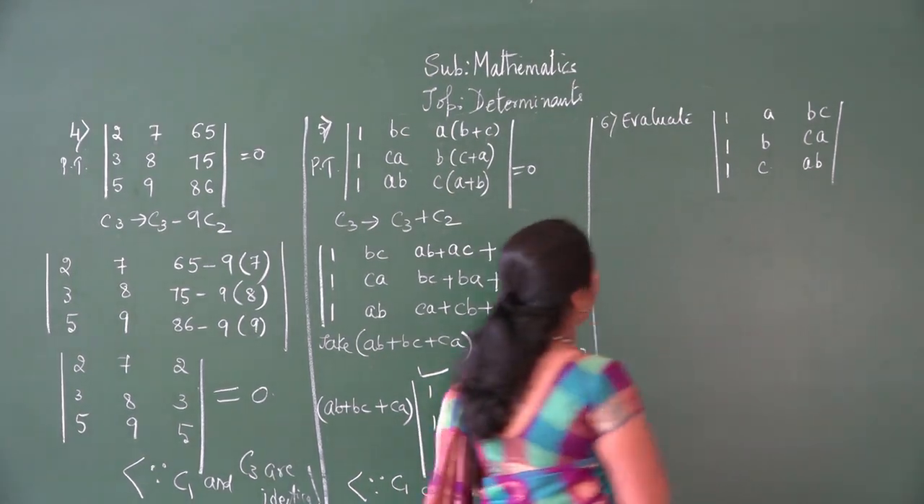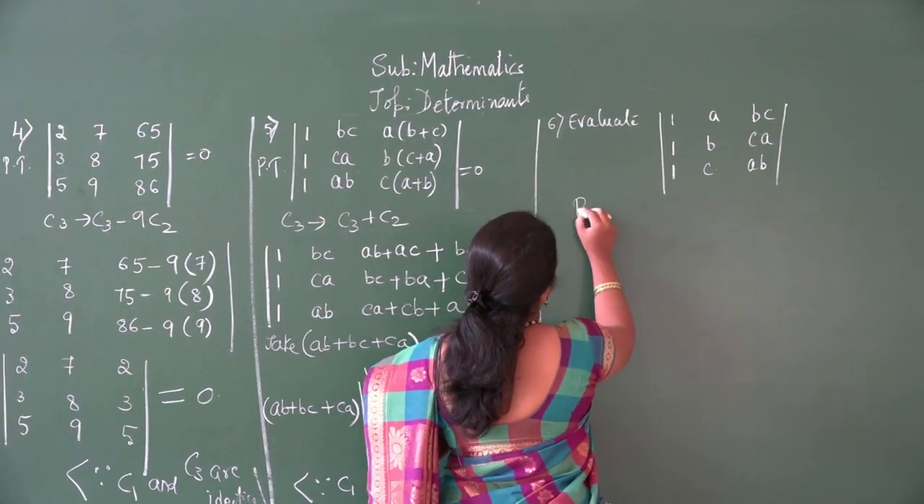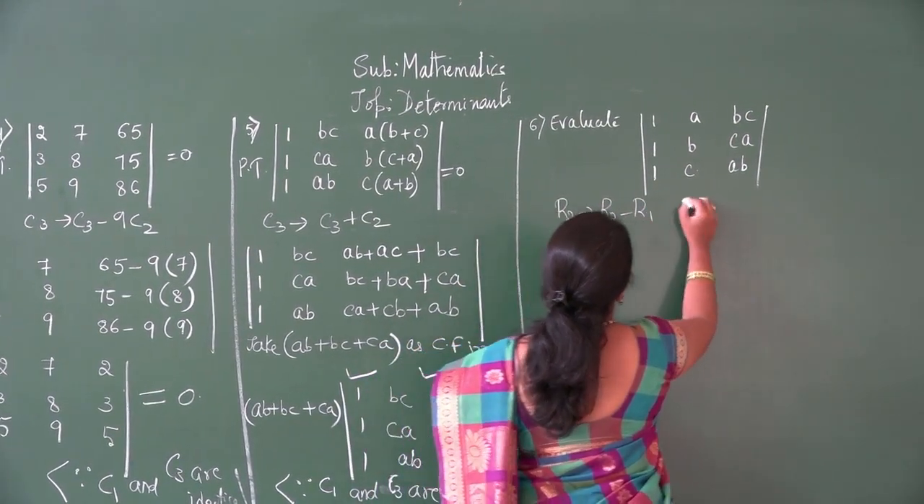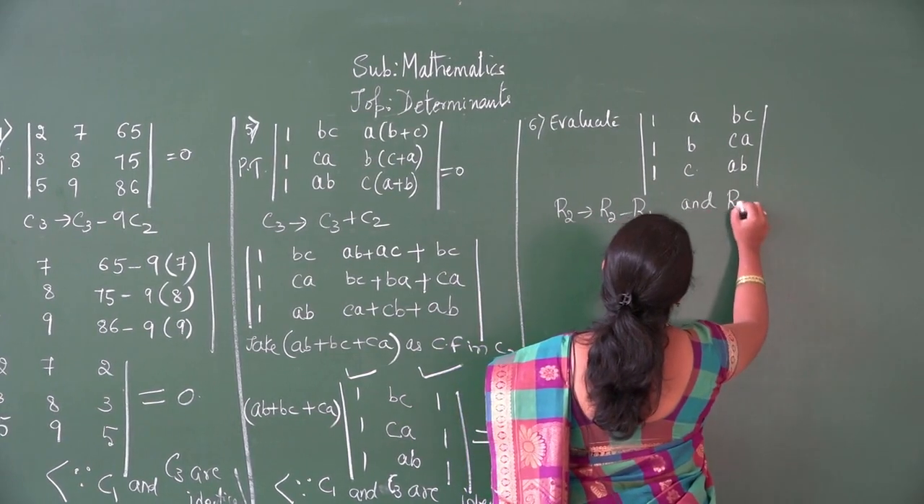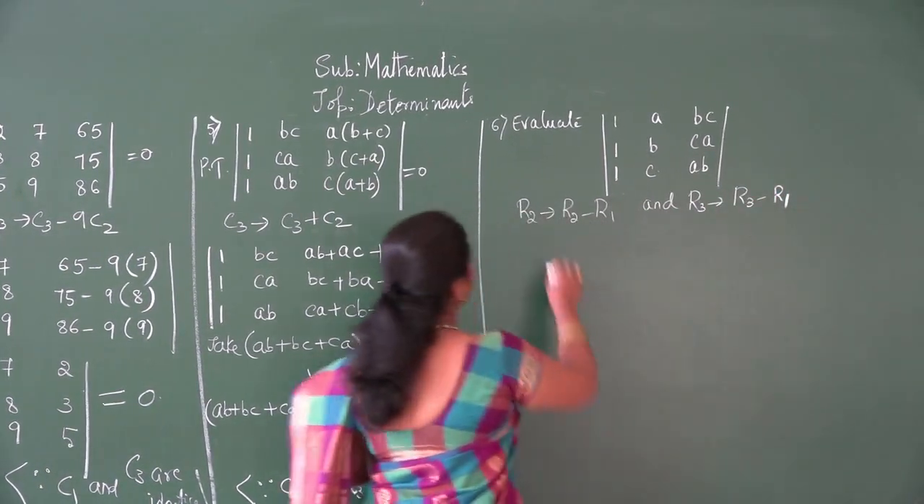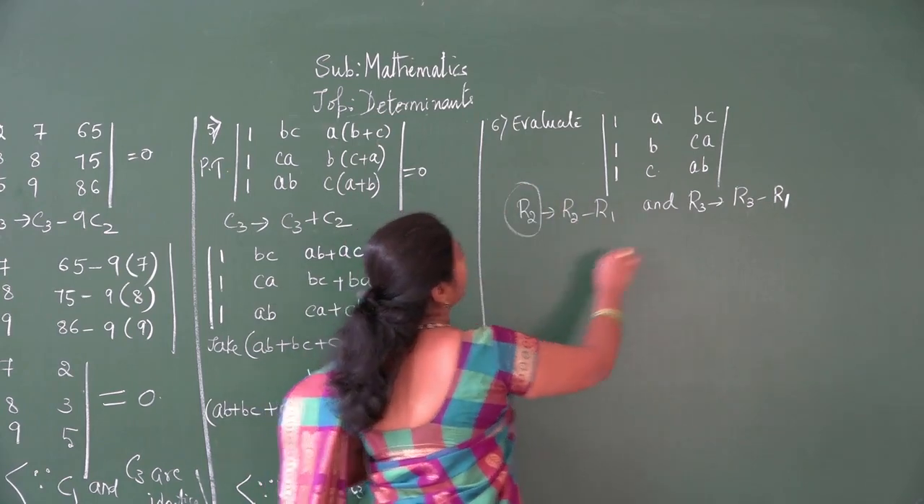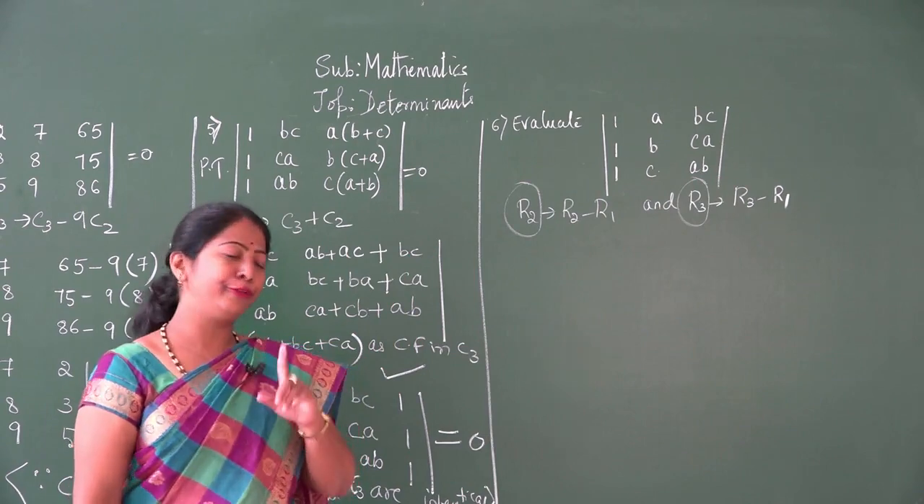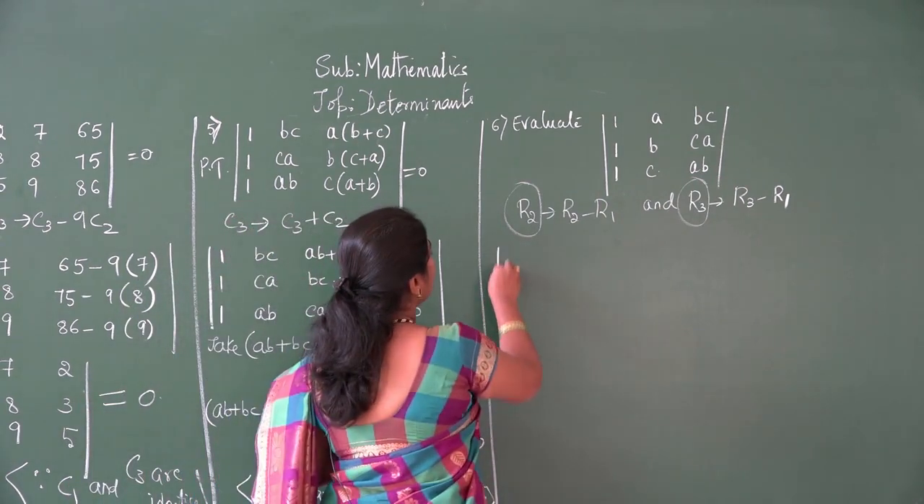So here, if I consider R2 tending to R2 minus R1 and R3 tending to R3 minus R1, I am considering which terms? R2 and R3. So which row remains the same? The first row remains the same. What is the first row?